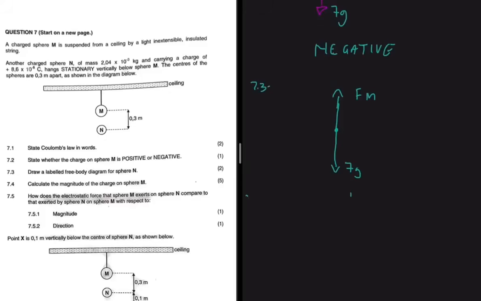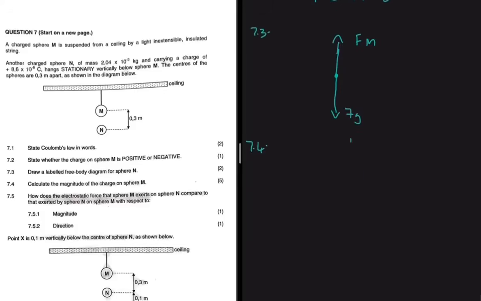Now let's do 7.4. Calculate the magnitude of the charge on sphere M. In 7.3 we just drew a free body diagram. In 7.4 we have to determine the magnitude of something. We're going to use the free body diagram we just drew. From it, we can see that the electrostatic force FM should be equal to FG. That is why that sphere is neither moving up nor down. So what is the electrostatic force?